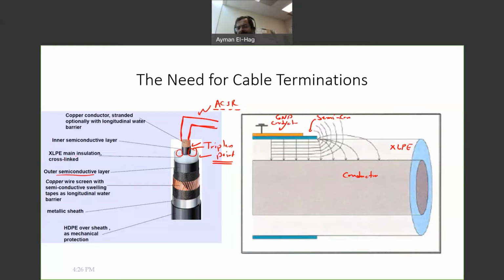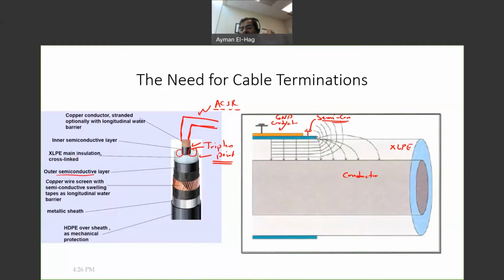Okay. Now, because this is a semiconductor material and this is a ground, the potential here will also be zero. So this will be like a grounded end. Now, there's a high voltage here, then you will have a very, very high electrical stress. As I said, one way to look into it, this is a tripling point.